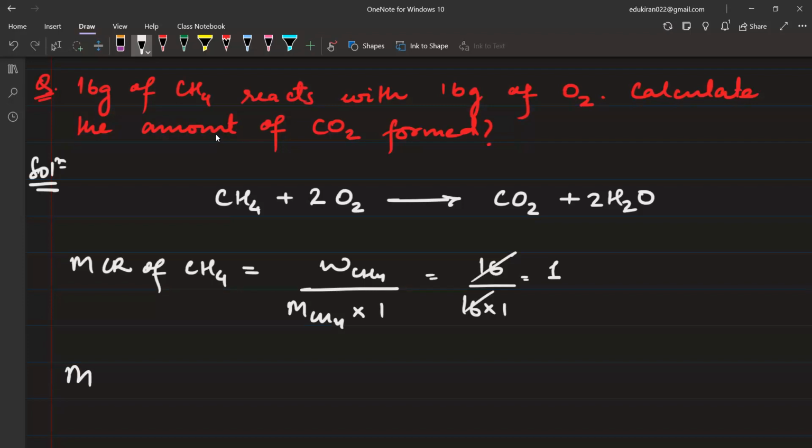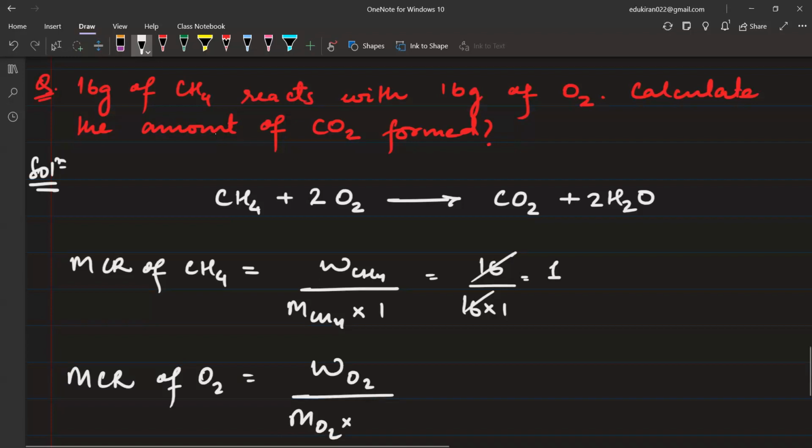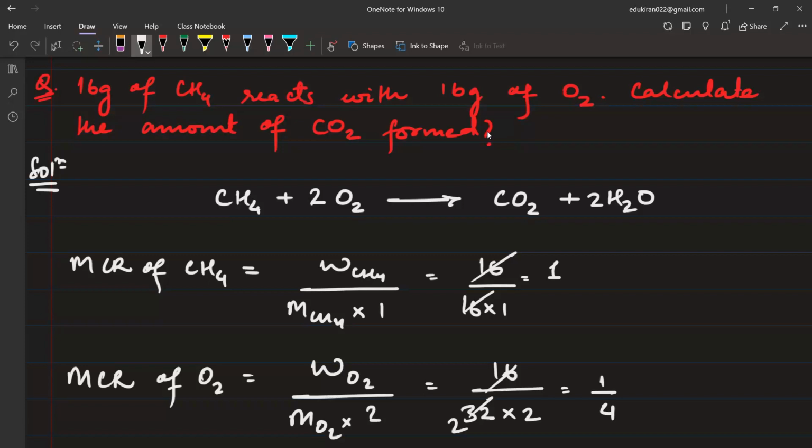Then MCR of product. Sorry, MCR of O2. The given mass of O2 divided by the molar mass of O2 into the stoichiometric coefficient. What is the stoichiometric coefficient? 2. Given mass of oxygen? 16. 16 divided by molar mass of oxygen? 32. Correct. Multiplied by 2. So 16 2s are 32. This will be 1 by 4. So which is lesser? Tell me, guys.